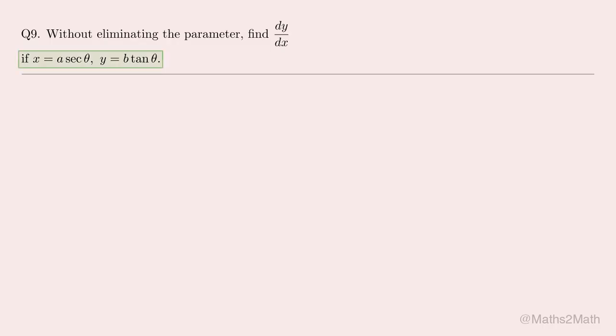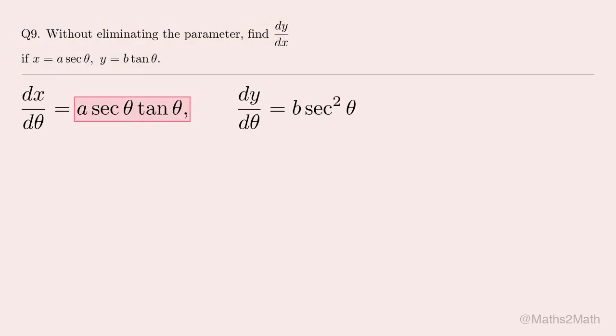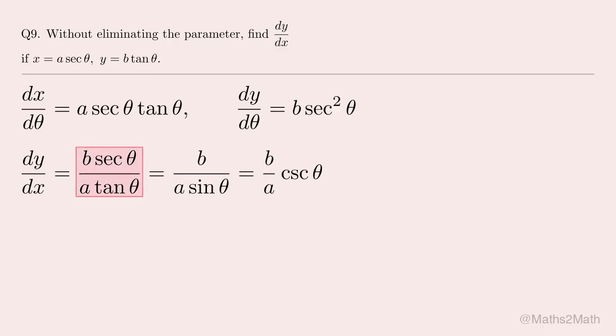Question 9. Secant and tangent with separate constants. Their derivatives share a factor of secant. Differentiate, a secant tangent below, b secant squared above. Cancel 1 secant and convert to sines, b over a sine theta.